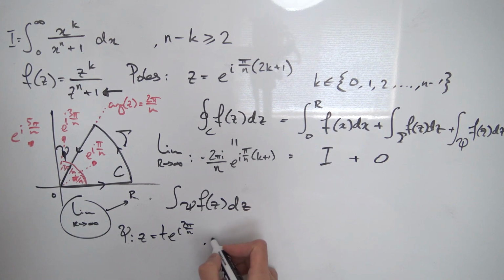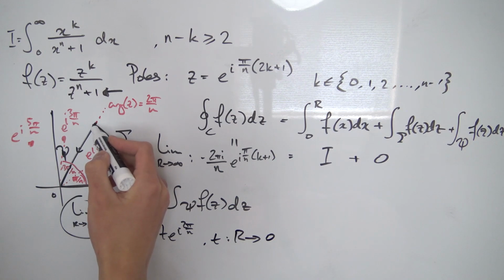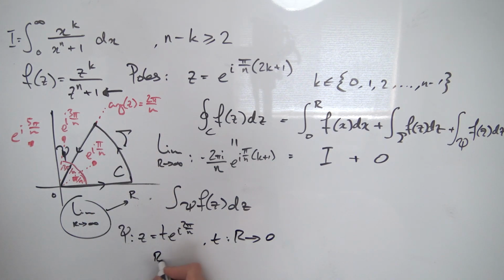And right here, t is going to go from R to 0, and that's going to ensure that we start all the way up here. So we're going to start at R times e to the i 2 pi over n, and then we go all the way to 0.